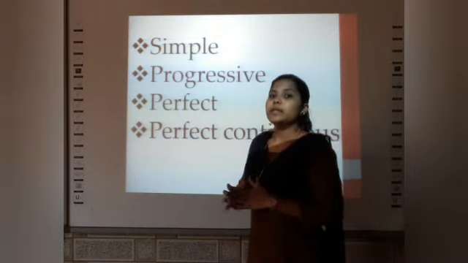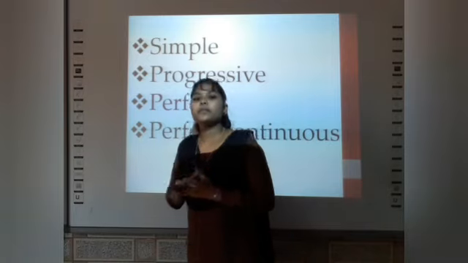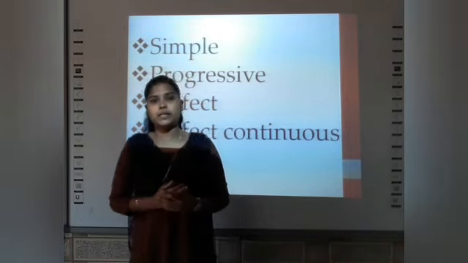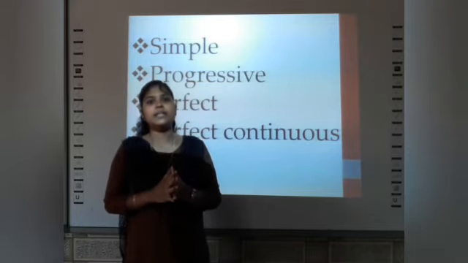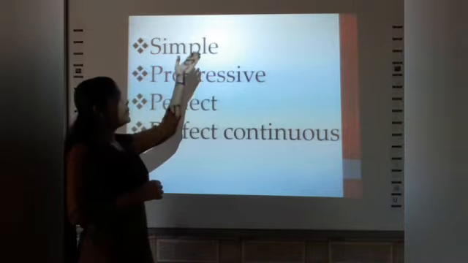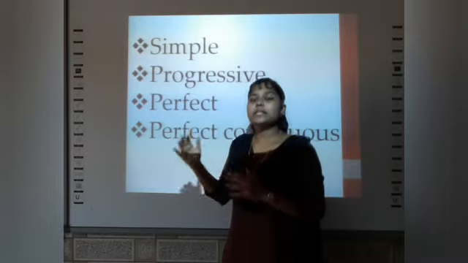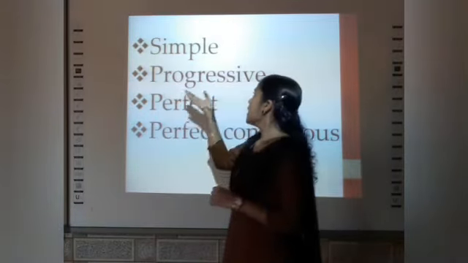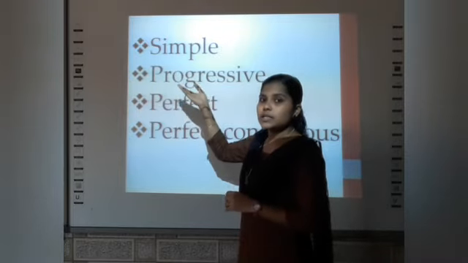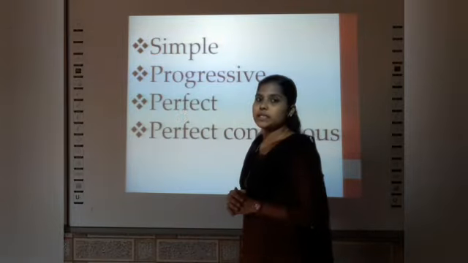So now, the forms of tenses. Already I have told you that there are three forms of tense, that is present tense, past tense and future tense. In each of these categories we have four kinds, that is simple present tense or simple past tense or simple future tense. Progressive or continuous. Continuous or progressive. Next, perfect.